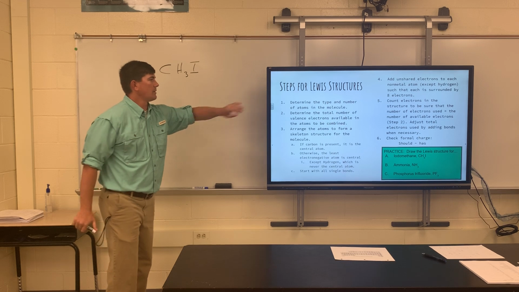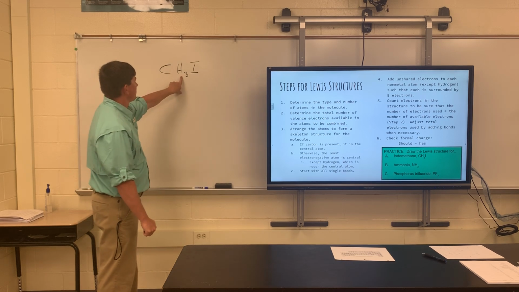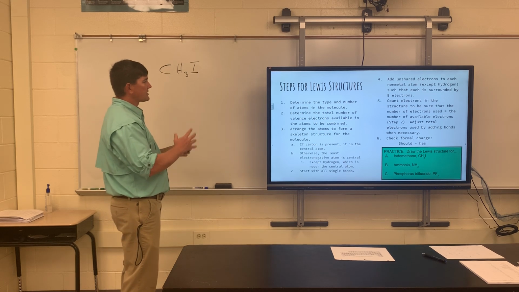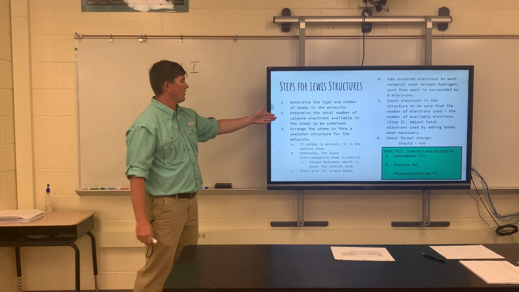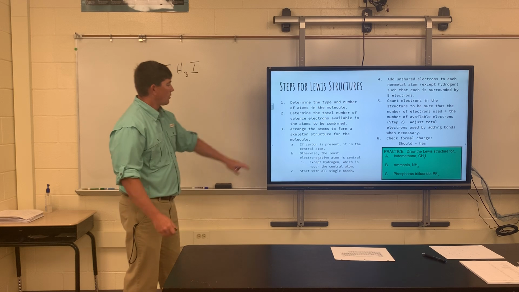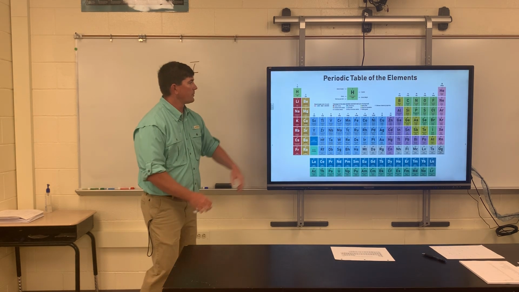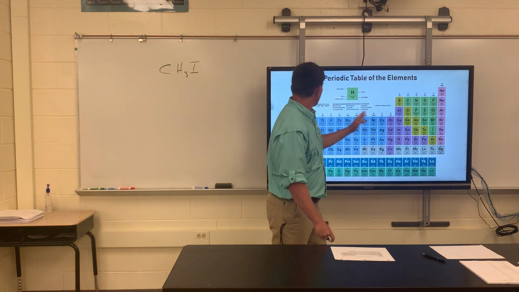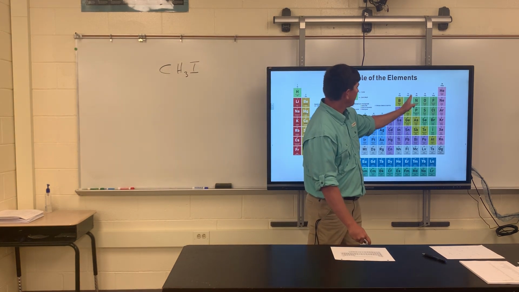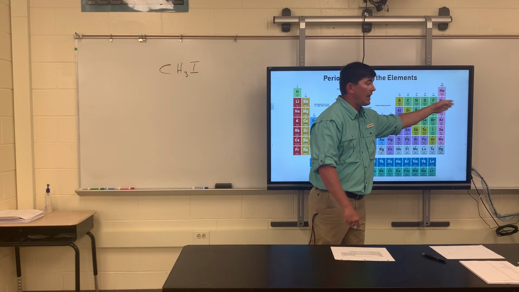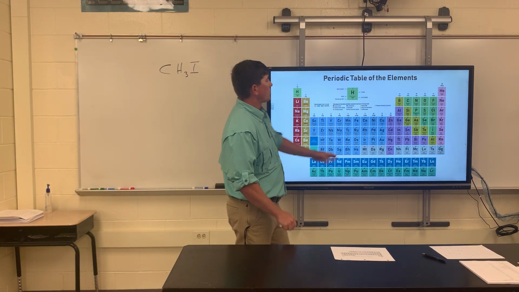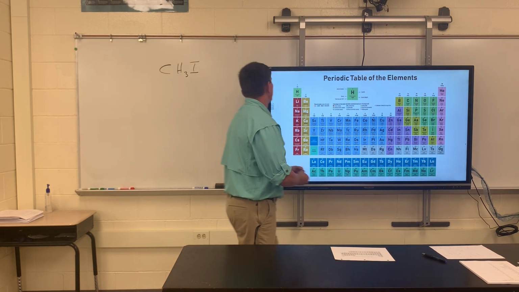So step 1, determine we've got one of these, we've got 3 of these, and we've got one of these, right? The next thing we would do is determine the total number of valence electrons that we're working with. If you have to look at your periodic table to help you with that, that's fine. Carbon is here. Remember 1, 2, 3, 4, 5, 6, 7, 8. That's you counting your valence electrons, right? So carbon would be at 4, right?